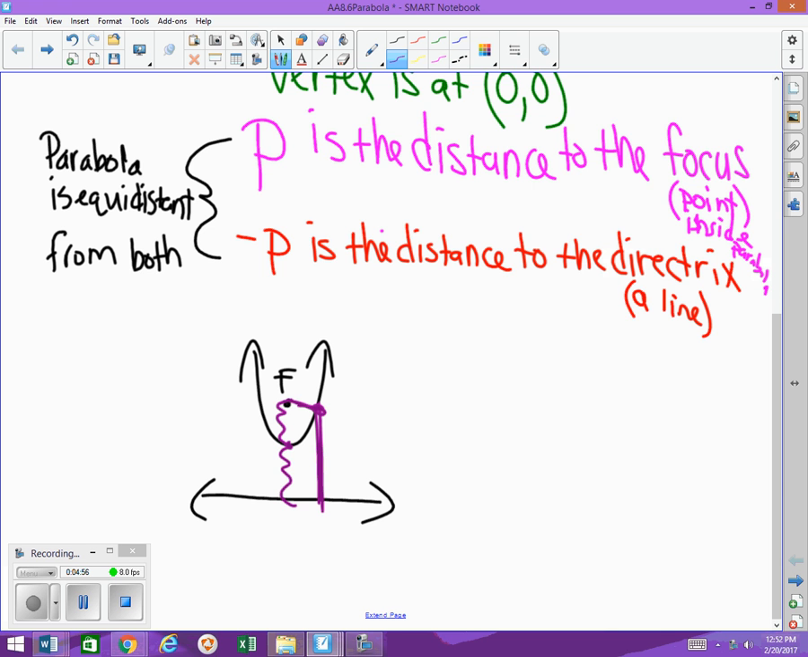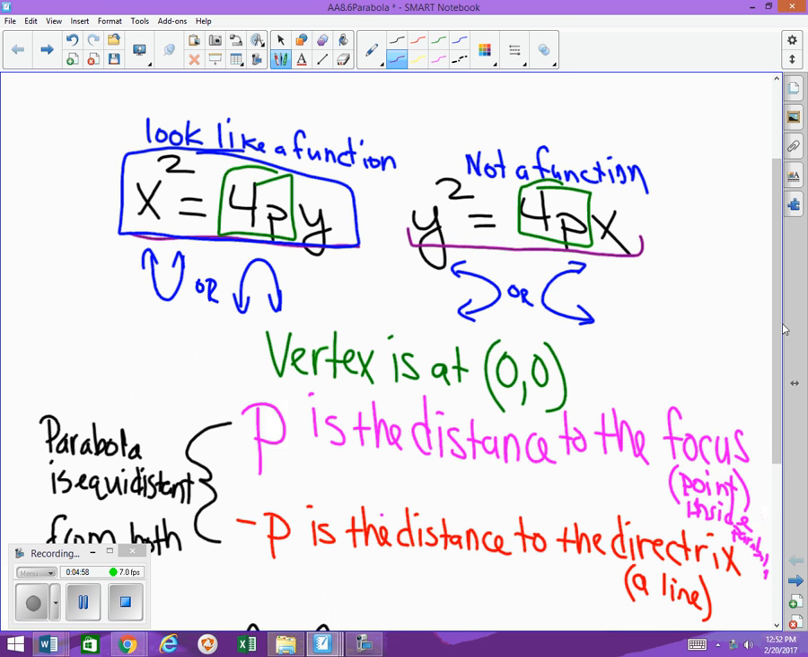And that distance is whatever the linear term is being multiplied by: it's 4 times a value to equal that number that will get you there. I don't think I explained that very well, but we'll look at some examples and then hopefully you'll follow what I just tried to say.